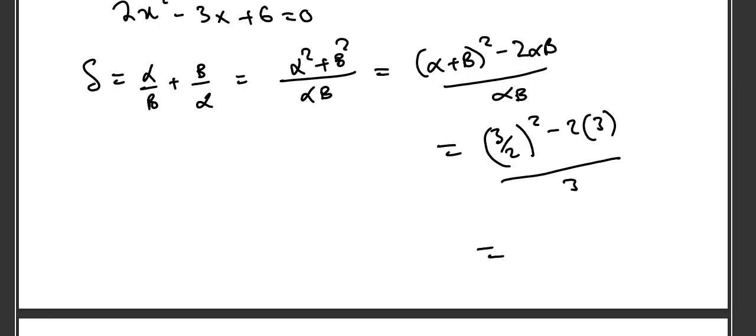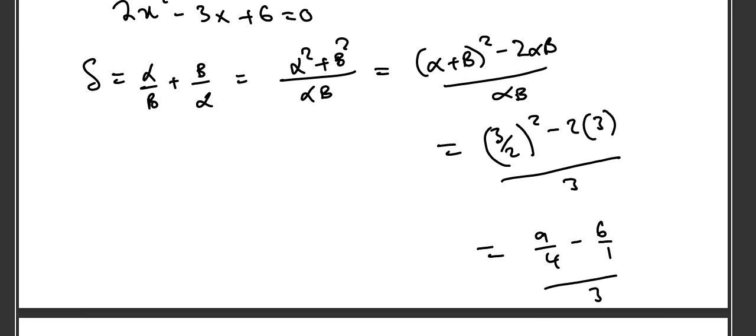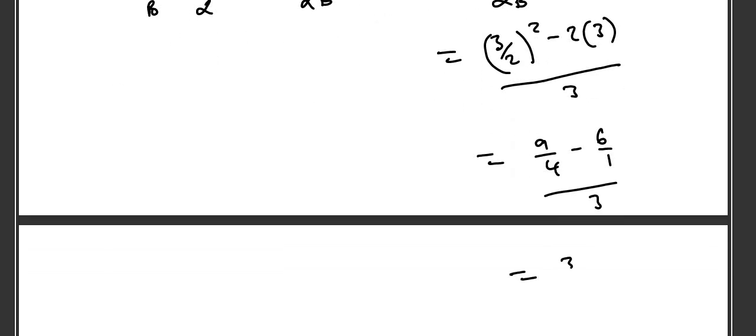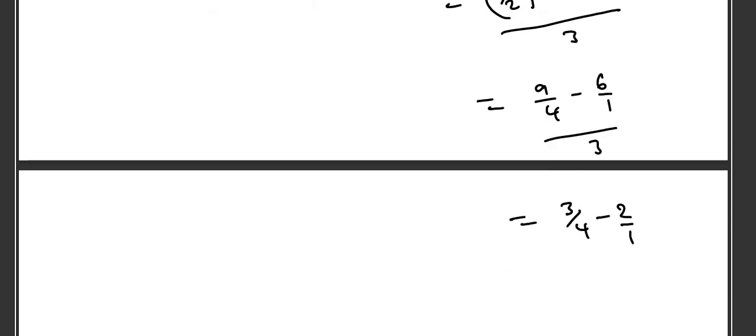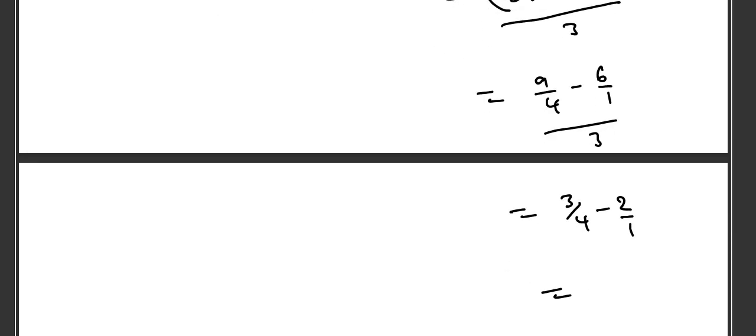Then this will just be 9 over 4, then minus 6. Then down you just have 3. This can be written as 3 over 4 minus 2. Then we can just break it down to give us 3 minus 8 over 3. This is going to be negative 5 over 3. That's your sum. So your S is simply negative 5 over 3.